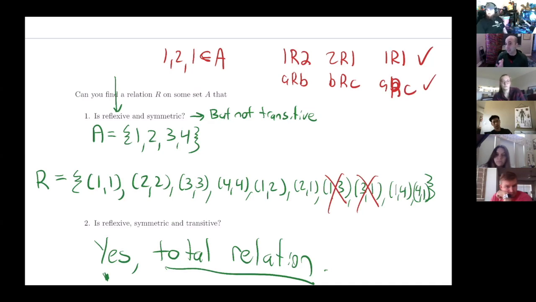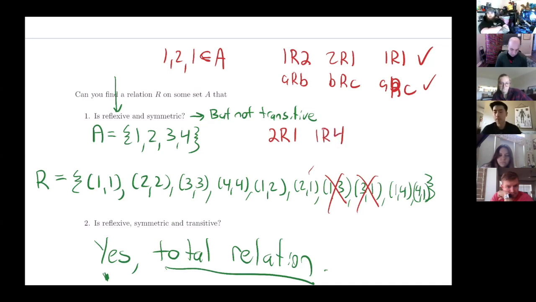But you want to be careful again that just because it works for some doesn't mean it's transitive. We need to check that it works for all such things. So a counterexample here would be like 1 is related to 2. That's not right. We have 2 is related to 1 over here. And then we have 1 is related to 4 from this one. But 2 is not related to 4. So it is not transitive.